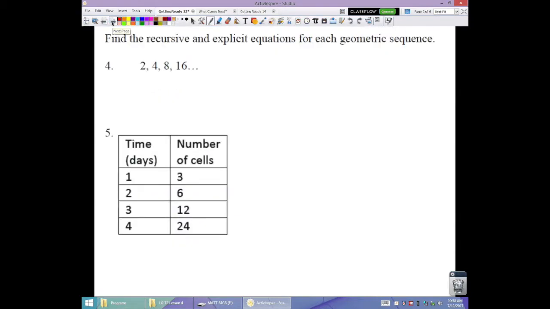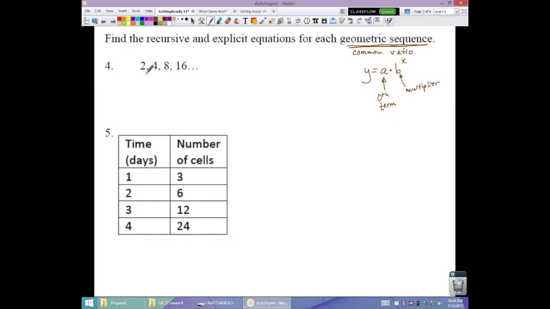Okay, now we have some patterns given to us in different ways, a list, a table, an explanation, and this time they are geometric. So geometric sequences means we have a common ratio or a multiplier. And when we write our explicit equations, they take the form y equals a times b to the x, where a is that y-intercept, or that 0th term, and b is the multiplier, or the common ratio.